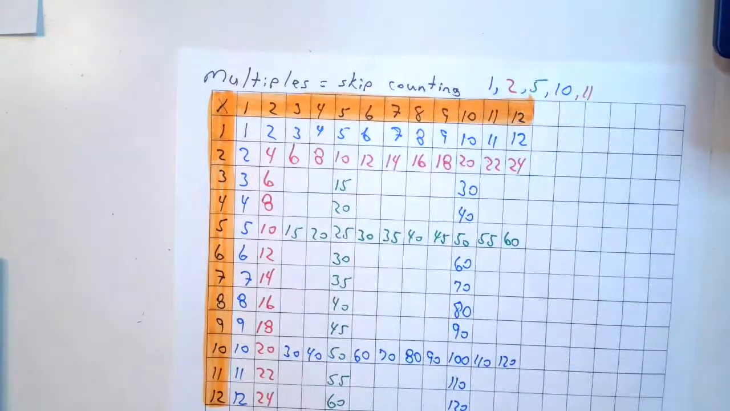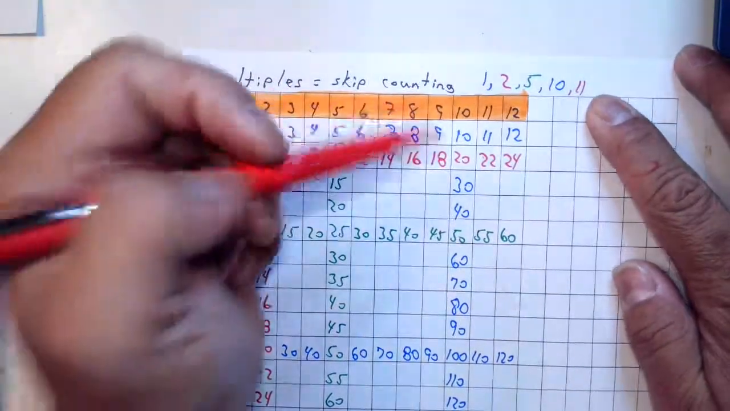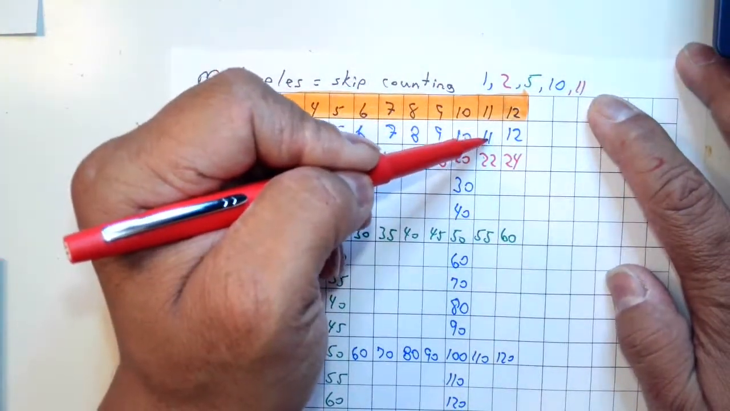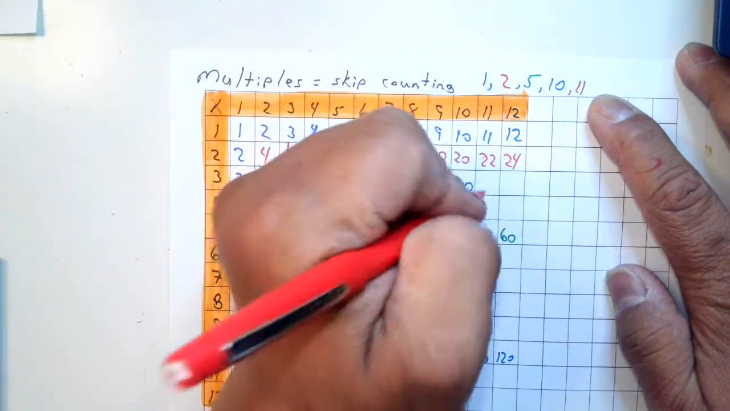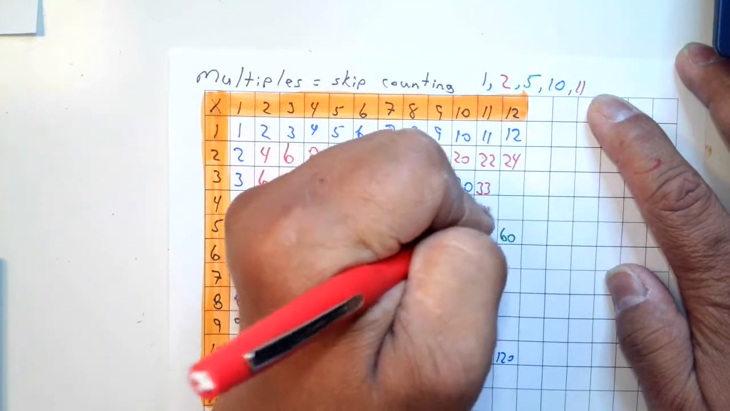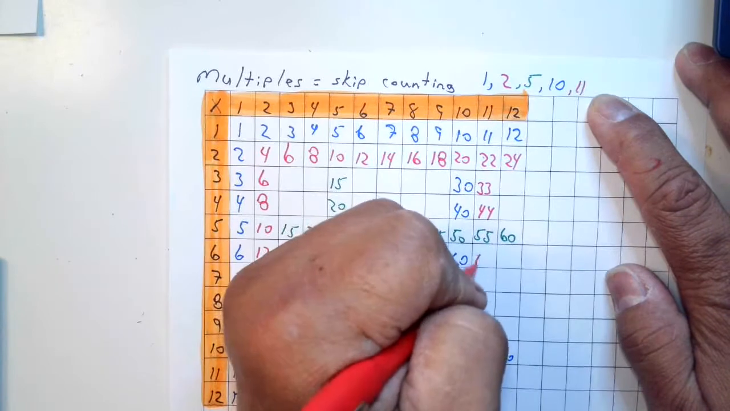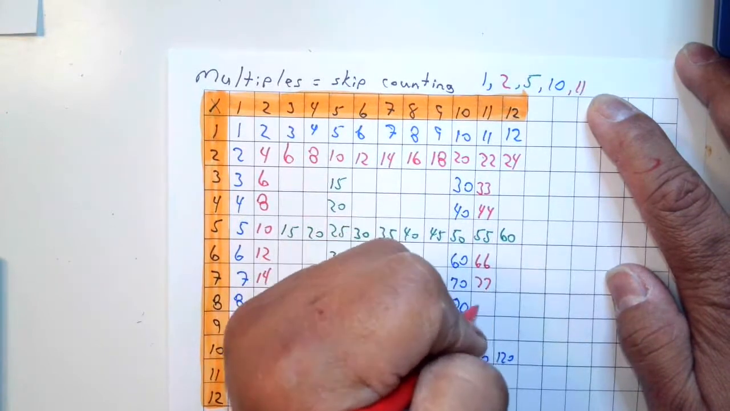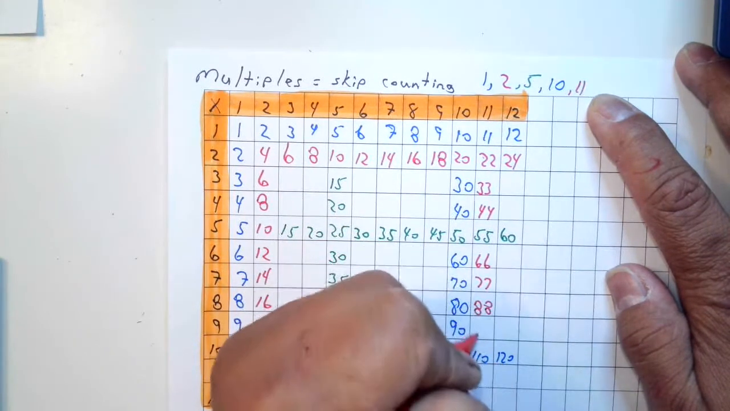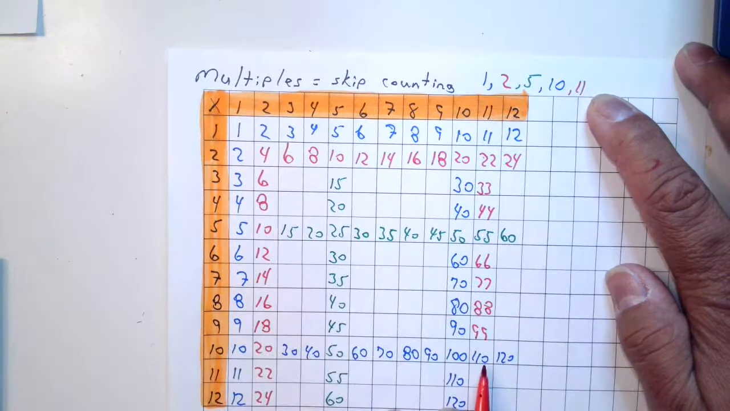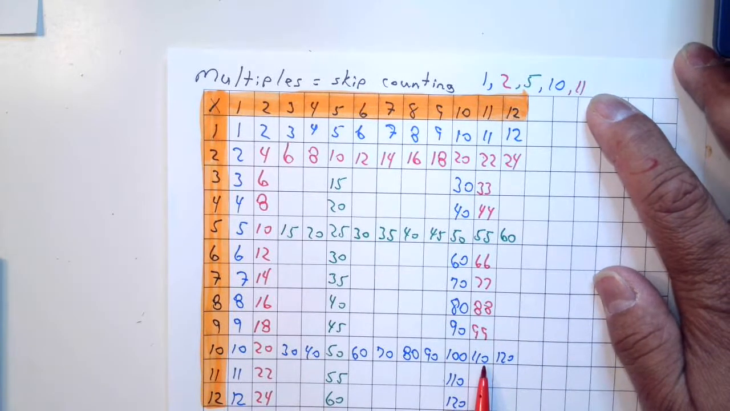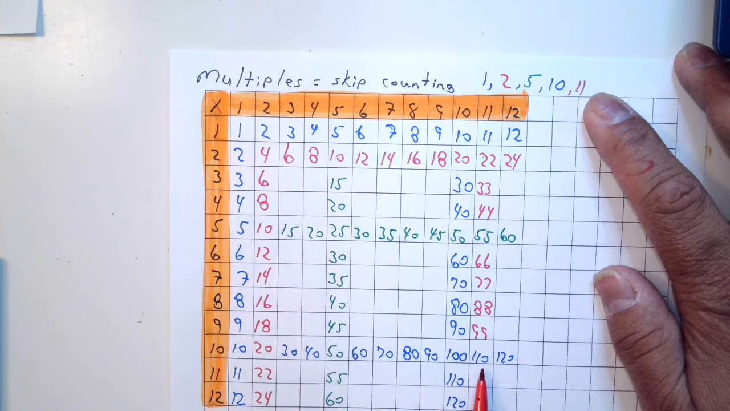Okay, your 11s are your double digits. So it's 11, 22, 33, 44, 55, 66, 77, 88, 99. Then it's 110. Remember, these are multiples. This is skip counting. You're just adding 11 more. So 110 plus 11, guess what?